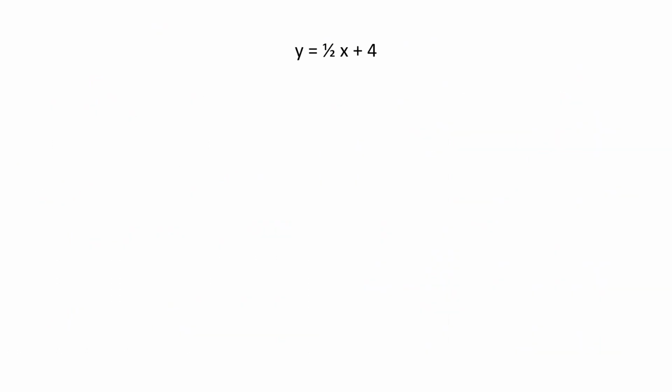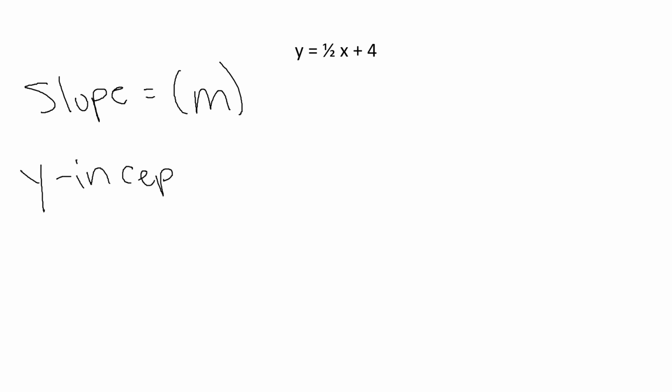So here's another example, and really your assignment today is going to be to find the m and the b. You're going to be asked to find the slope, which is your m, and you are going to be asked to find your y-intercept, which is your b.